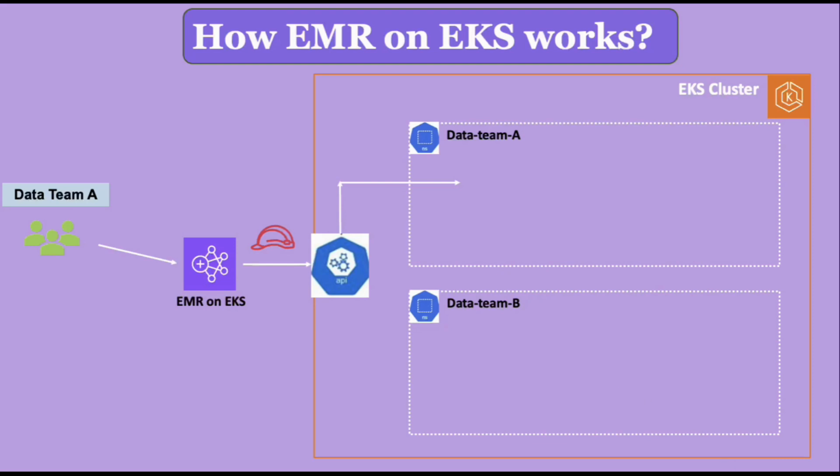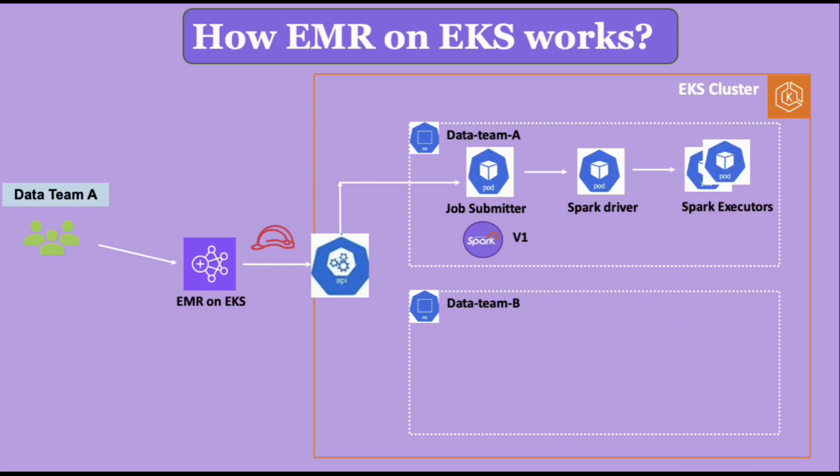So using this service-linked role, which is already mapped to Kubernetes RBAC, the service will now deploy the Spark workloads. Let us say we require Spark version 1 for data team A. It first submits a job submitter pod, which in turn creates a Spark driver, and the Spark driver will create Spark executor pods. The driver and the executor pods will use the job execution role, which is created initially along with the virtual cluster. So this is how the flow looks.